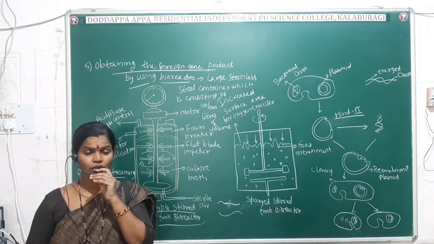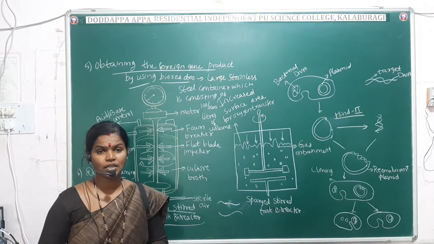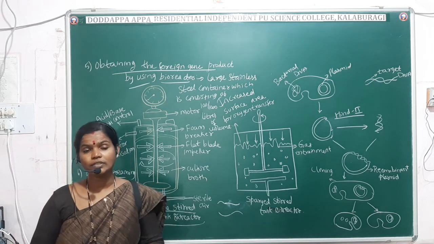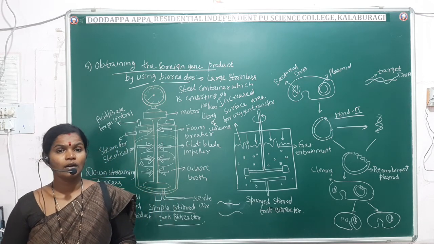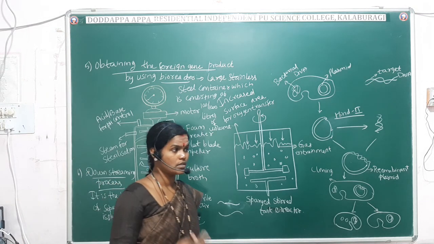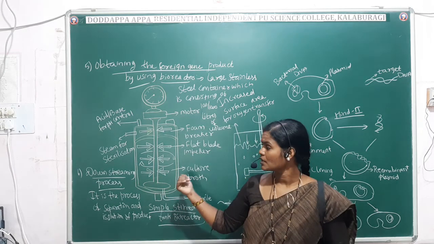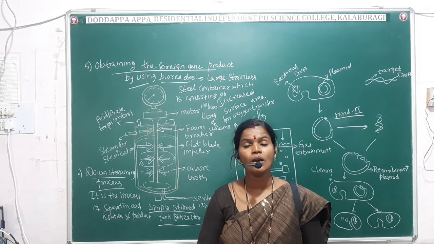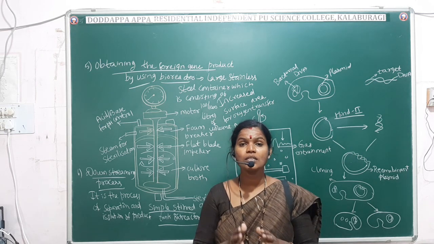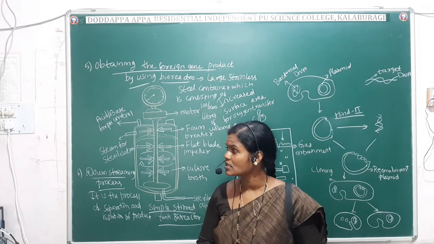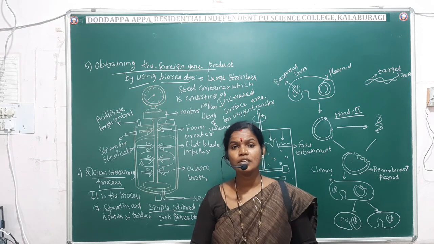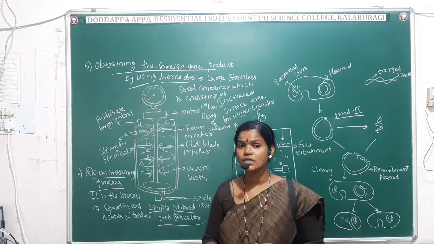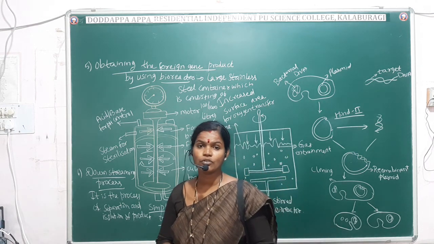Okay, in the recombinant plasmid we are inserting that. But next, after the fourth step we are going to see the fifth step, that is obtaining the foreign gene product by using the bioreactor. Bioreactors are large stainless steel containers with a volume of 100 to 1000 liters.